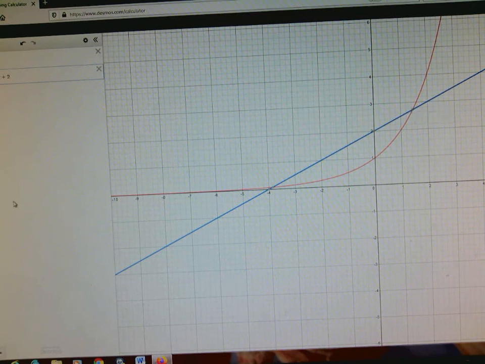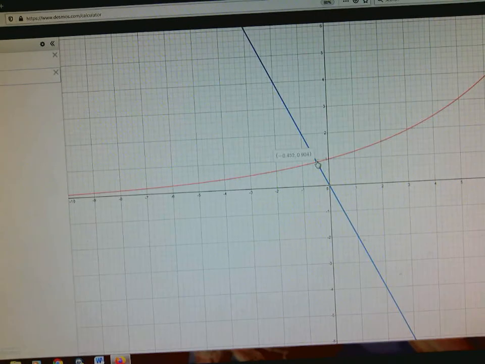So that's how I want you to solve those problems. Go ahead and hit pause and work out the next on your own problem and practice graphing it on Desmos. And here you can see they only intersect at one point, and the x-coordinate point where they intersect is at negative 0.452.